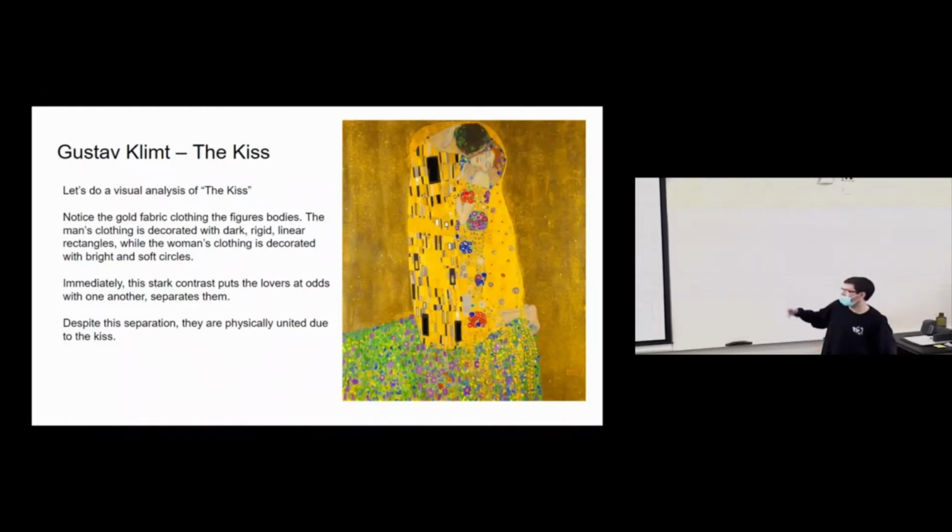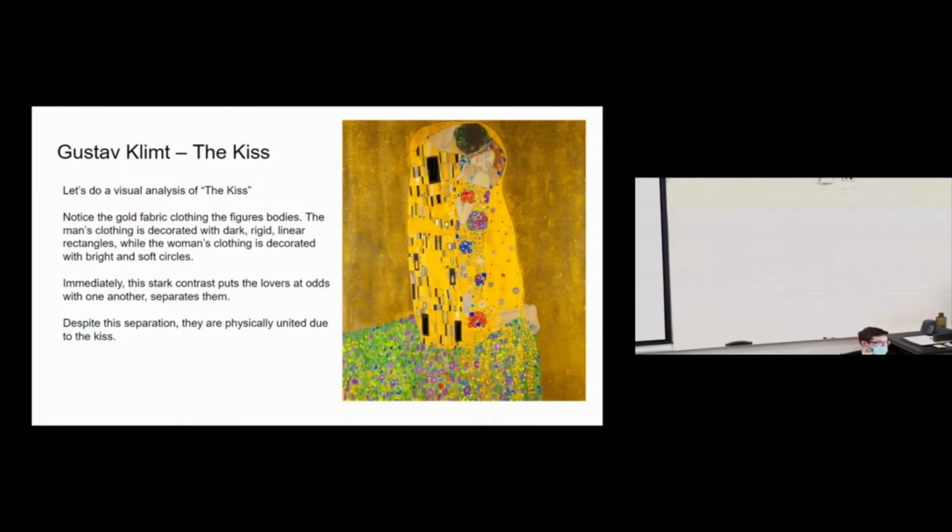Now, of course, their clothing is in stark contrast with each other. It's in opposition with each other. The man's clothing is sharp and dark. The woman's clothing is bright and soft. So immediately, the composition of this painting puts these lovers at odds with one another, and it separates them. Yet despite this separation, they are physically united due to the fact that they're kissing.